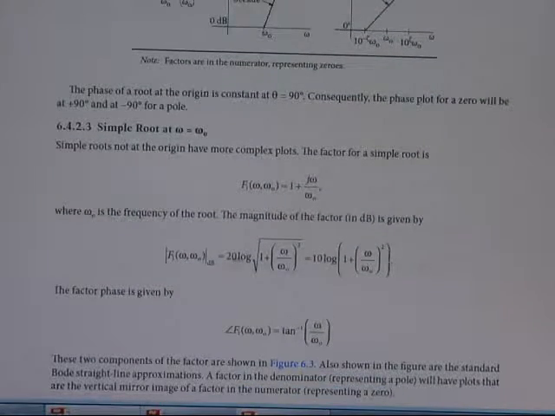So this is for the single root equation. So this is the equation to determine the phase angle.